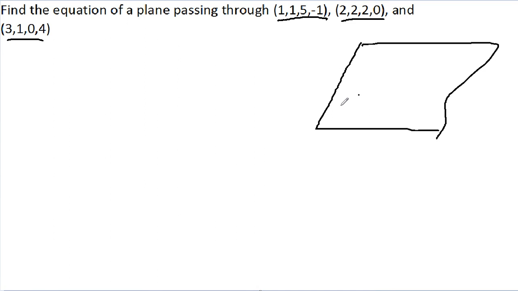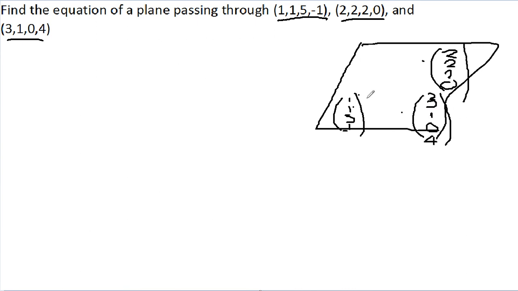Let's draw the points on the plane to visualize it. So this is (1, 1, 5, -1) here, and here is (2, 2, 2, 0). And here is (3, 1, 0, 4). Now we have these points. We can draw a line to connect these points.